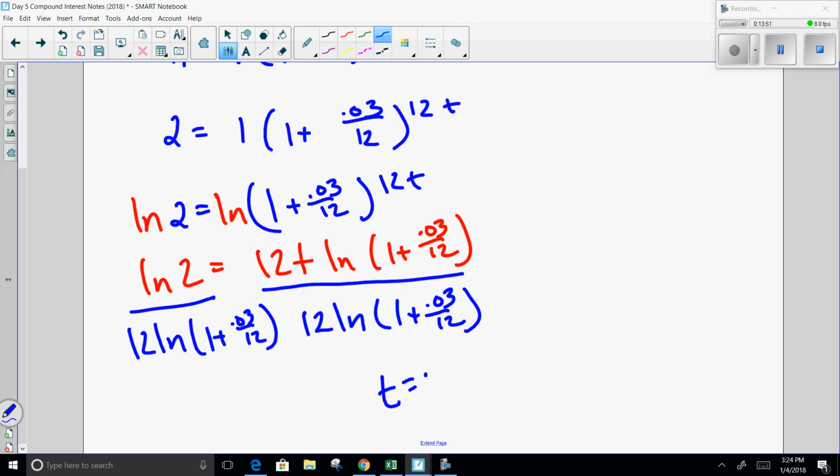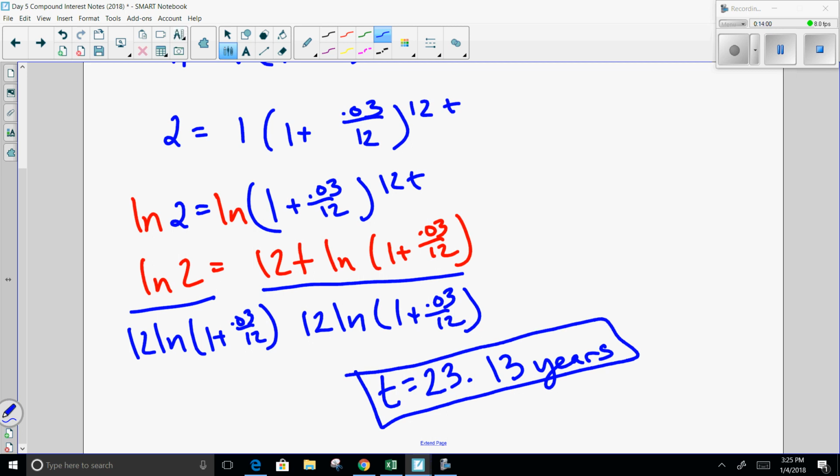So t would equal 23.13 years. And that is how you work with compound interest formulas.